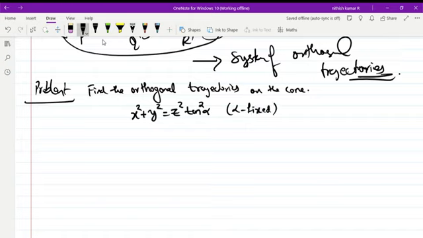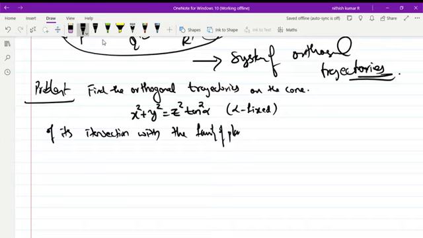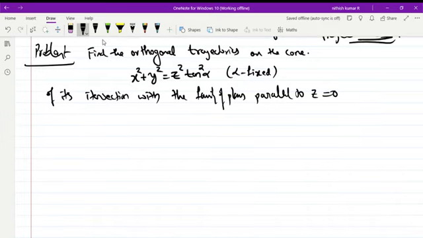And find the orthogonal trajectories of its intersection with the family of planes parallel to z equal to 0. Okay. Now we need to find the orthogonal trajectories.